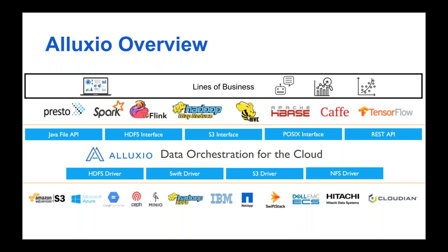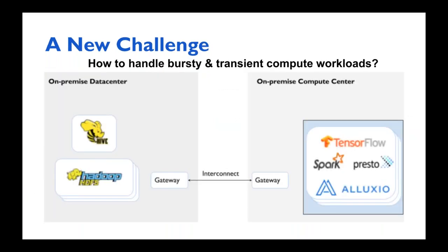Alluxio will cache the data and also provide the metadata for all the compute frameworks, and it will automatically sync that metadata. So if you make any changes to your remote storage, it will be reflected in Alluxio. And if the data is invalid, Alluxio will think, oh, maybe this data is outdated, I need to fetch new data, and it will automatically fetch the new data. So in this case, we don't need to copy our whole Hadoop data set to our compute center to be used by our compute frameworks. Alluxio will fetch the used data for you.